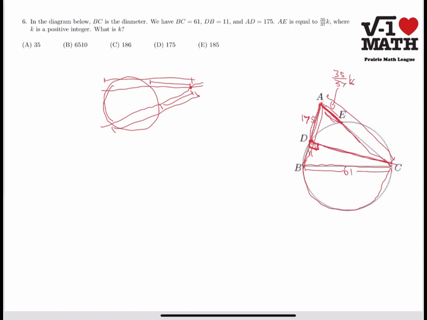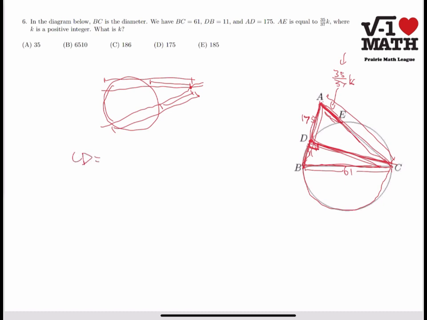Now we know this, and we can find this because this is a right triangle, and we know this and this. So we know this and this, and thus we can find this, which therefore allows us to find this by power of a point. So basically we've solved the problem. Now the rest of the problem is just plugging in the numbers.